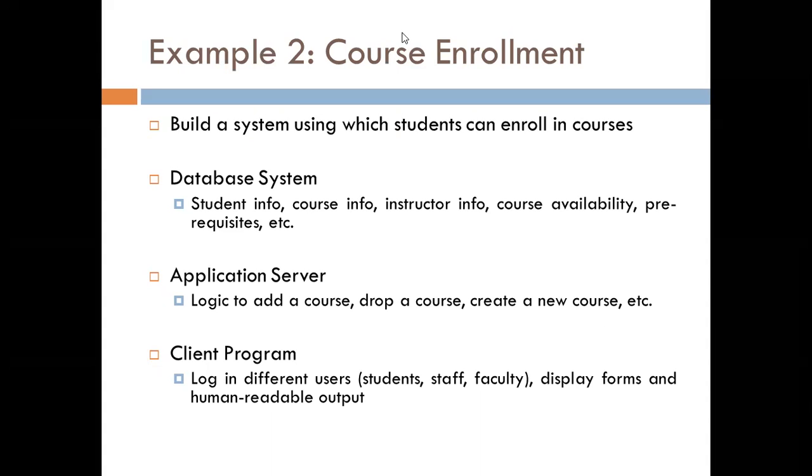And on the client side, different users must be able to log in. A student should be able to log in, an instructor or faculty should log in, or other maintenance staff must log in. For each of them, it has to display different forms in human readable format. So these activities can be divided among the different tiers of the three-layered or three-tiered architecture.